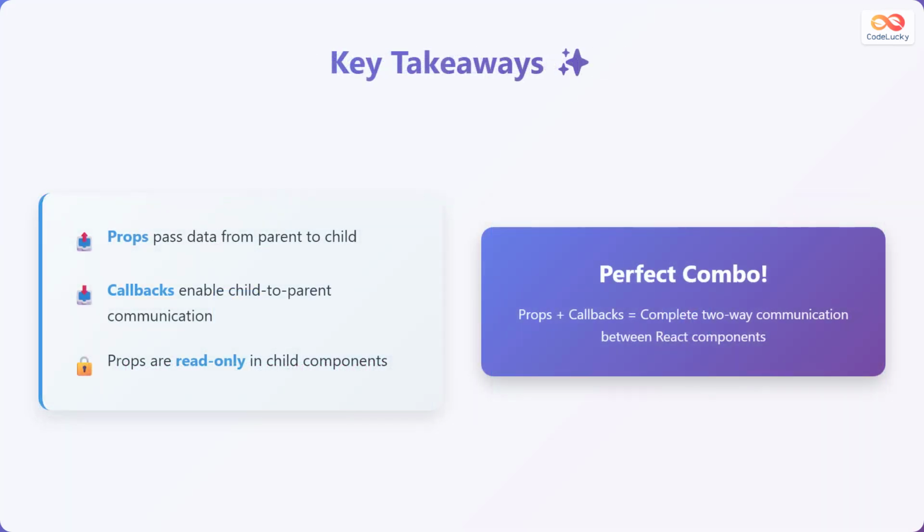Props pass data from parent to child. Callbacks enable child-to-parent communication. Props are read-only in child components. Therefore, props plus callbacks equals complete two-way communication between components.